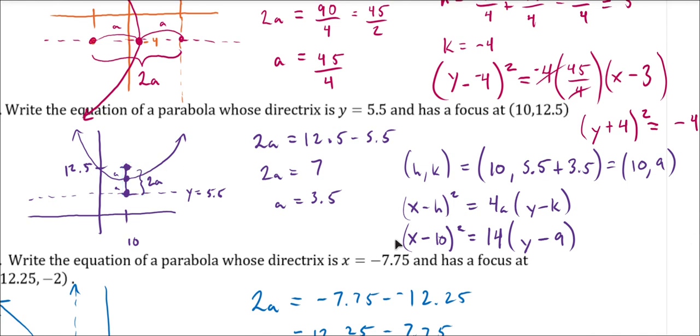So we want to just now plug all of that in. We take 3.5 and put it here against the 4. 4 times 3.5 is indeed 14. And our 10 goes here with our x, and our k goes here with our y. We're opening up or down. So this is an x squared equals something y kind of setup, and we are also opening up because our focus is above our directrix, and so that makes this a positive 4 that we used here.